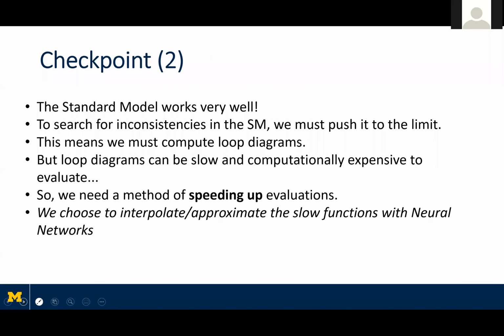All right, so we've reached checkpoint 2. And here I want to summarize what we've been talking about so far. I started off by saying the standard model is really good. It works very well, but we want to find inconsistencies in the standard model. We need to push it to its limit. This means that we must compute loop diagrams, but loop diagrams can be slow and computationally expensive. So we need a method of speeding up the evaluation. The method that we choose is neural network approximations and interpolation.